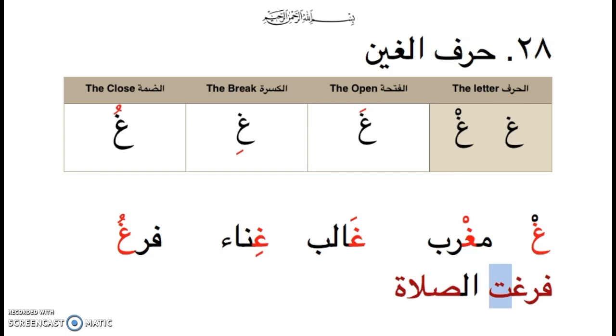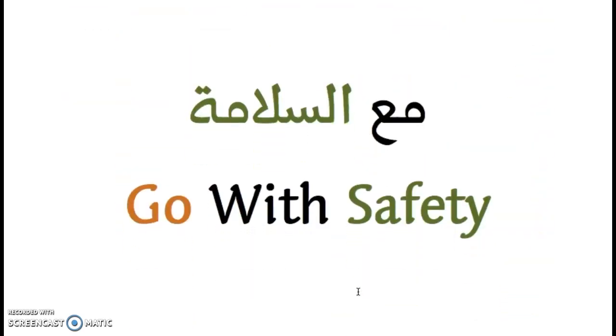You might notice there's something new for us, this green one, the ta at the end. This is because it's feminine, the prayer is feminine. So you say faragat. Faragat as-salah, the prayer has finished. And we have finished this lesson.